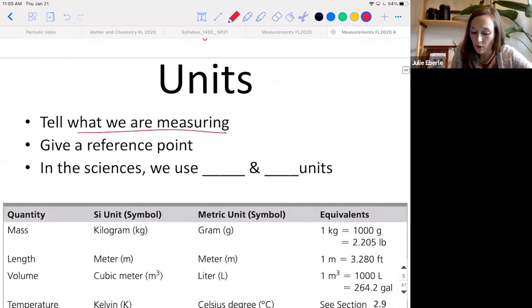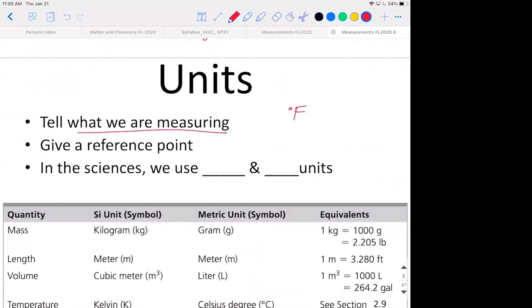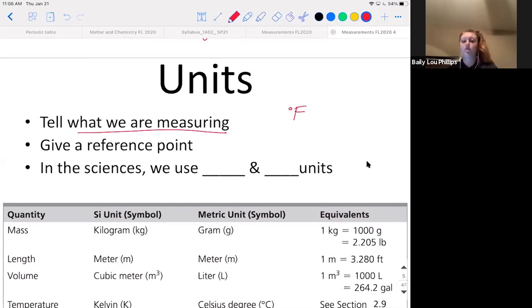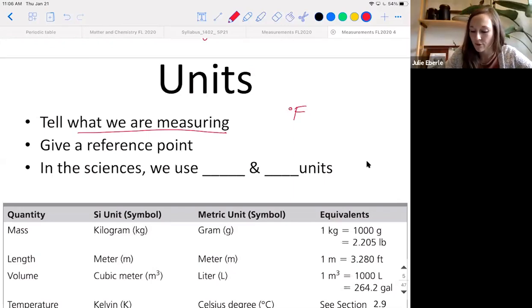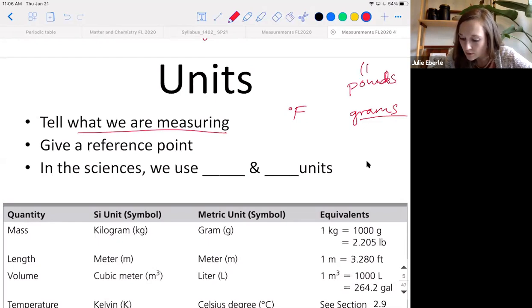So a little bit more about units. They tell us what we're measuring, obviously. So if I have that unit, what am I measuring, if you see that unit on a number? You can type it in the chat or say it. Degrees Fahrenheit. Yeah, I'm measuring the temperature of something, okay? That is the unit for degrees Fahrenheit. If you see the unit of grams, or pounds, and you know we abbreviate pounds as lbs, you know that I'm measuring the weight or the mass of something, okay?